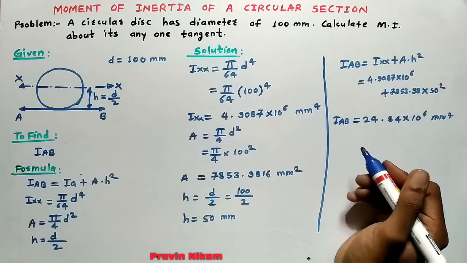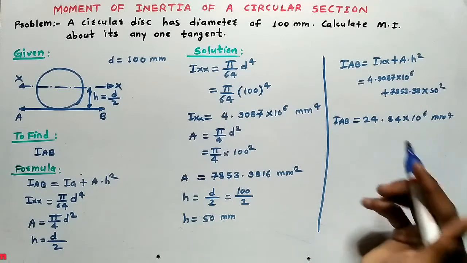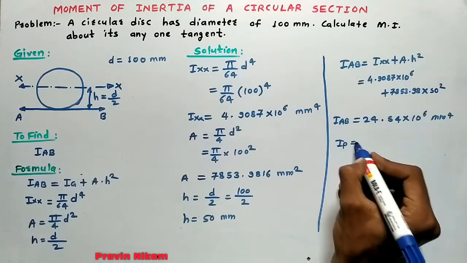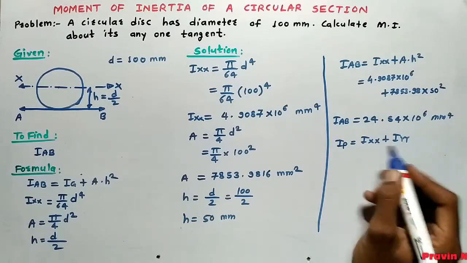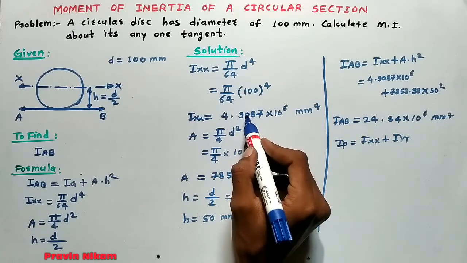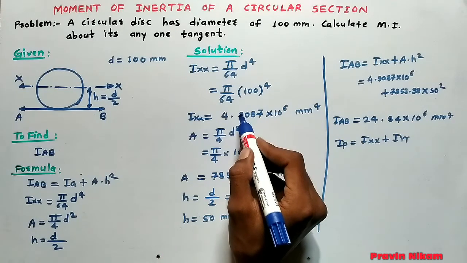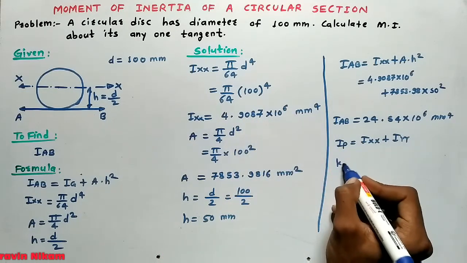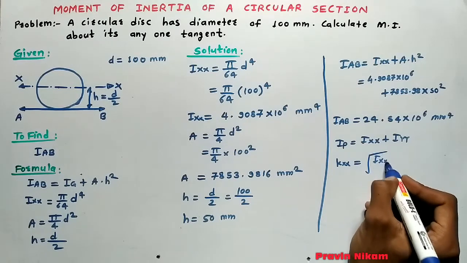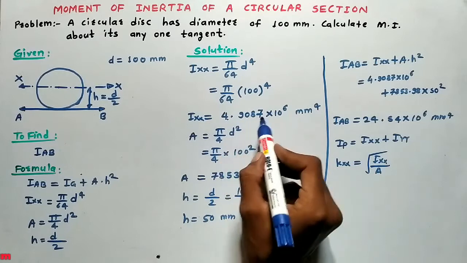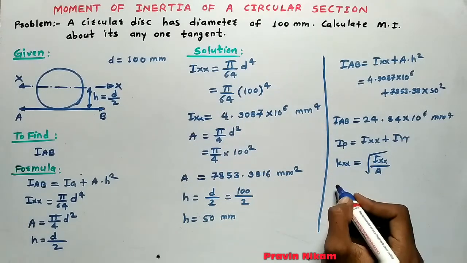Now you can calculate Iyy also, and Ip also. Ip you can calculate using this formula: Ip is equal to Ixx plus Iyy, meaning 2 times Ixx. Then you can also find the radius of gyration about the x axis. That is equal to root of Ixx divided by area. Ixx we know, area we know, so you can find kxx, that is the radius of gyration.